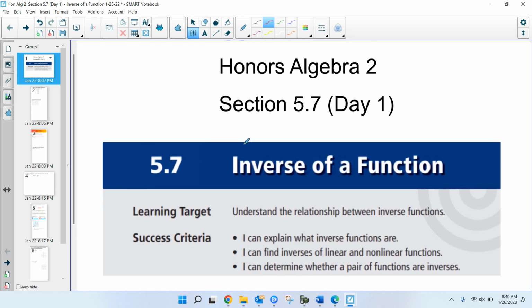Where have you heard the word inverse before in math? Inverse operations. When do we do inverse operations? 5x equals 20. What do we do to both sides? Divide by 5, because dividing by 5 is the inverse operation of multiplication by 5, right? So when you're solving, you typically use inverse operations. Now that's different than what's called the inverse of a function.